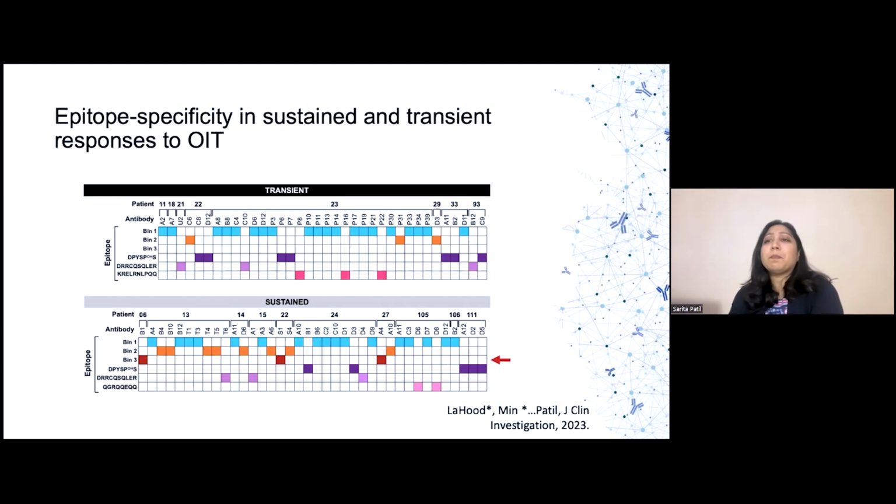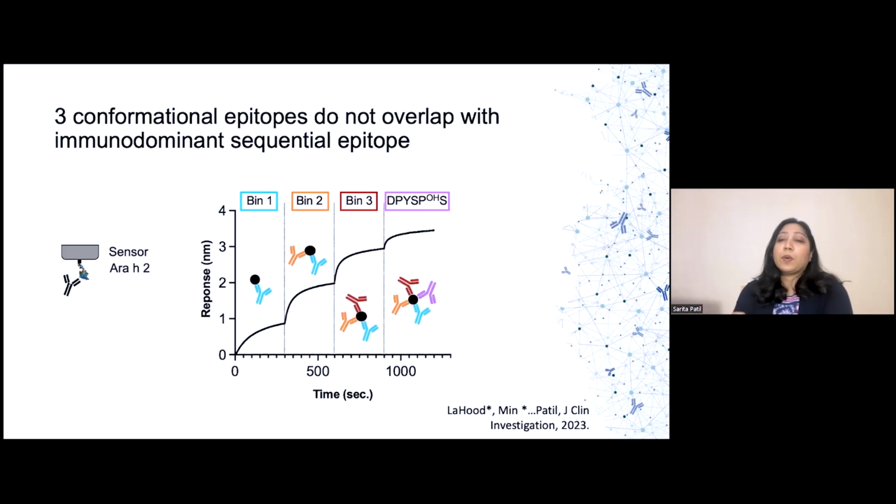What was interesting about bin 3 was that antibodies that recognized bin 3 were only found in patients who had sustained responses to peanut oral immunotherapy, and that was our first clue that there might be something very interesting about the way these antibodies recognize their epitope. We also found that these epitopes were distinct and discrete over ARH2.